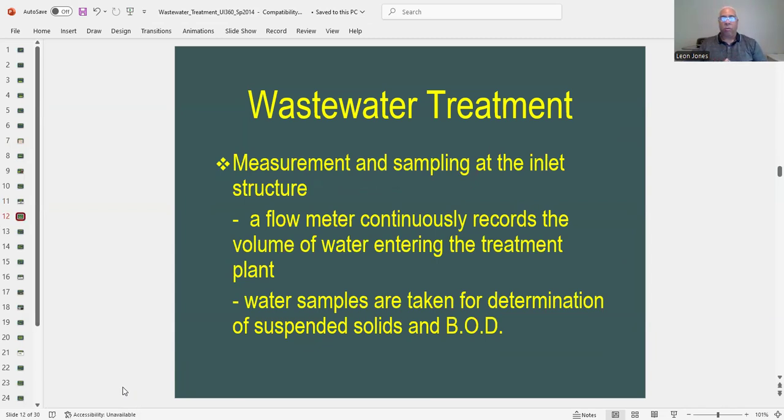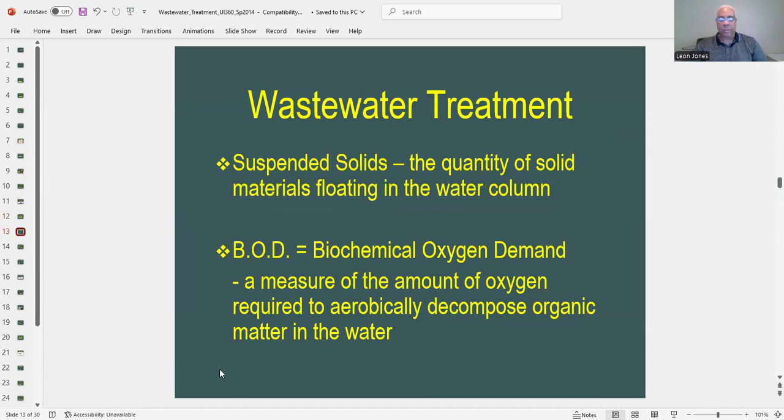Now, when we deal with water treatment, we have measurement and sampling at the inlet structure. You use a flow meter, which continuously records the volume of water entering the treatment plant. Water samples are taken for the determination of suspended solids and BOD, which is biological. I'll give you what BOD stands for in just a minute.